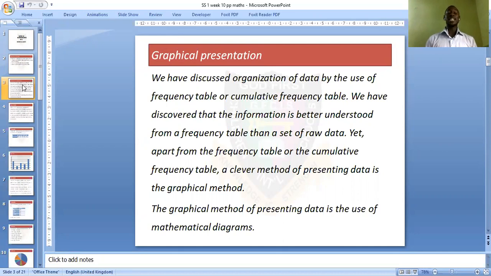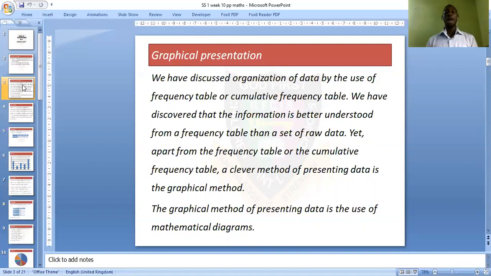We have discovered that information is better understood from the frequency table than a set of raw data. Information is better understood when it is arranged or presented in a regular pattern or in the frequency table than when it is in raw data. Raw data are pieces of information which are scattered, random. So it is very hard to get interpretations from raw data. But when they are presented in a frequency table, it will be easier to draw information from it.